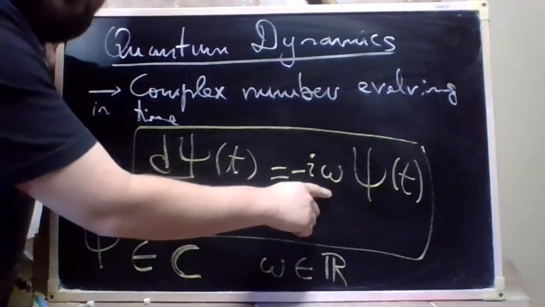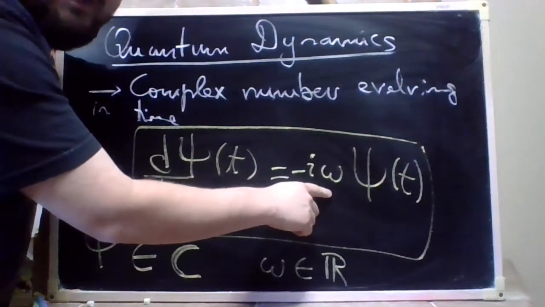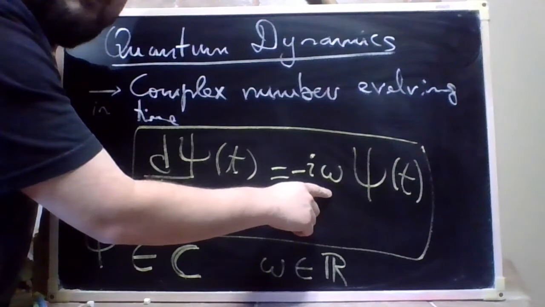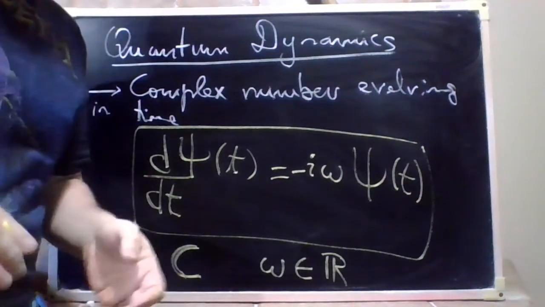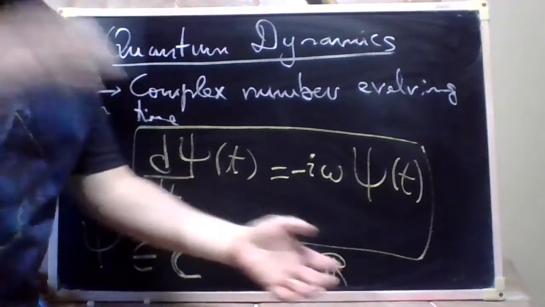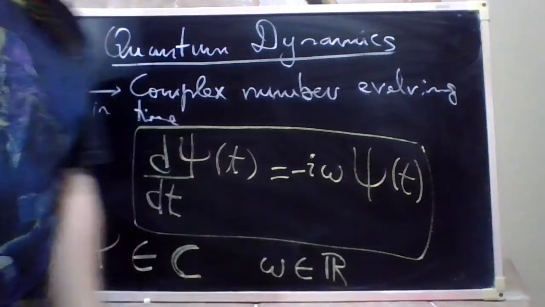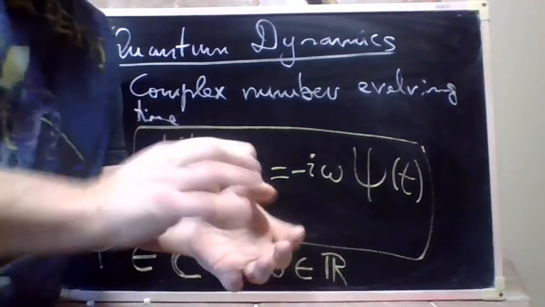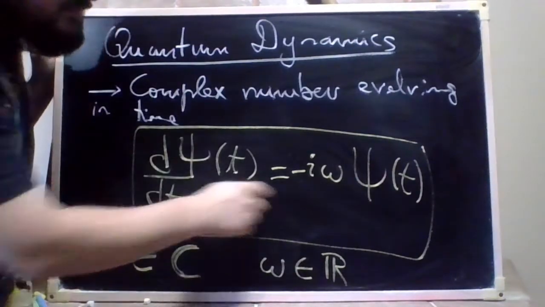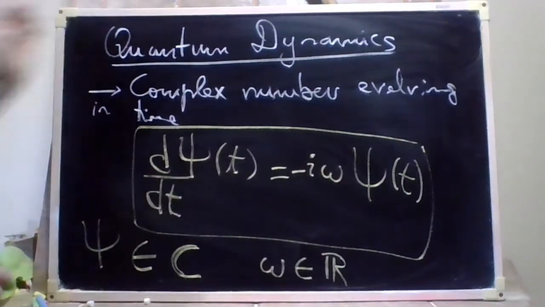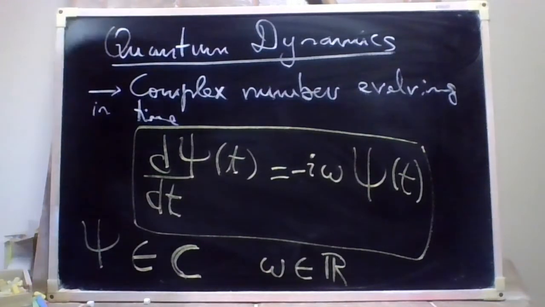You can plug in a complex number in general here, but you'll find that the time evolution of this complex number will not only rotate in the complex plane, but also will dilate eventually or contract. So that's not what we want. We want this omega to be real here. All right? So let's go.